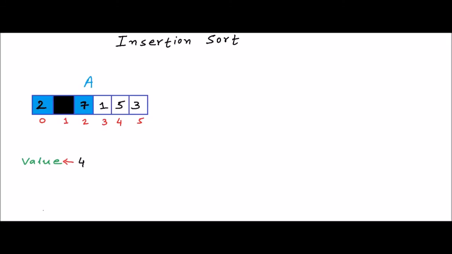Now we will look at 2. 2 is not greater than 4. So no more shifting is needed. We will simply put 4 at index 1. And now we are sorted till index 2.